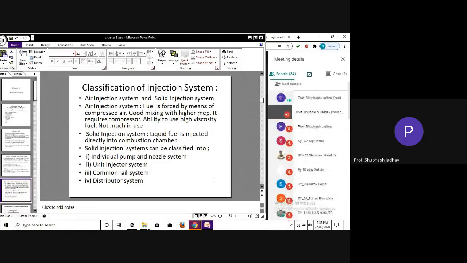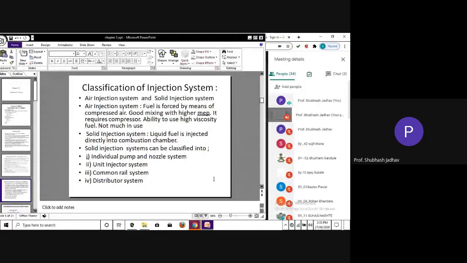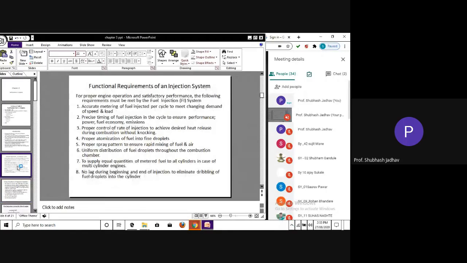Before going ahead, is there any doubt in whatever we have discussed, the requirements? Anybody having any doubts? Sujit Mane? Sujit? Sujit Mane, can you unmute? Sujit Mane. Sujit. What happened to Sujit? Sujit seems to have eaten a lot of polis at home today. Sujit is unable to unmute. Okay, Shubham Gandule. Shubham Gandule, yes, any doubt in any point?